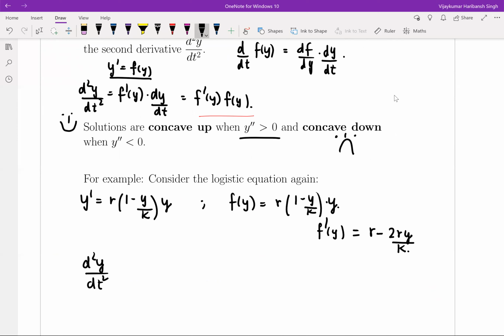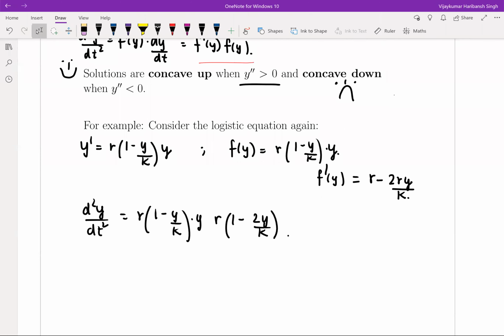Therefore, I can write d²y/dt² as f'(y) times f(y), which is r times, let me write f(y) first, (1 - y/k) times y, multiplied by f'. I can pull out r common from this, so I get r times (1 - 2y/k).